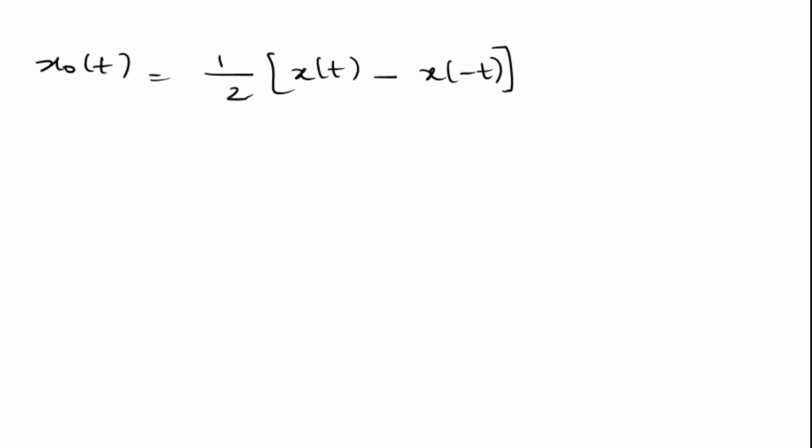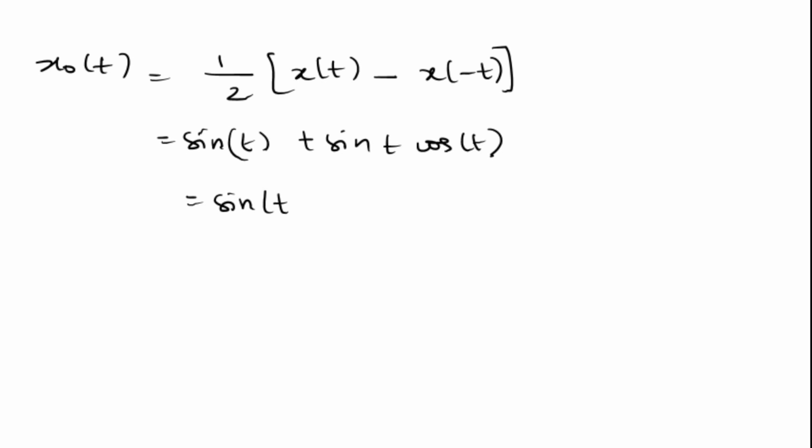Then x naught of t is equal to half into x of t minus x of minus t, which is equal to sin t plus sin t into cos t, which is equal to, if I take sin t outside, sin t into 1 plus cos t.